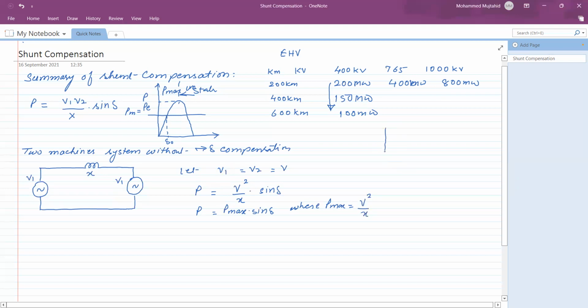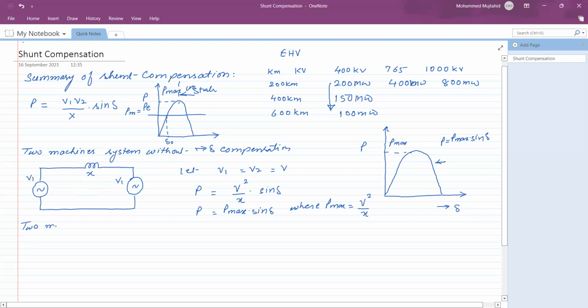So what would be the curve? The curve is very simple. The same curve is there, but we will draw again. So this is the power P and this is angle delta, and it will show like that. So P is equal to P maximum sine delta at any value, whereas this is the P maximum, and we operate our system much lower than the calculated value. Now, two machine system with compensation.